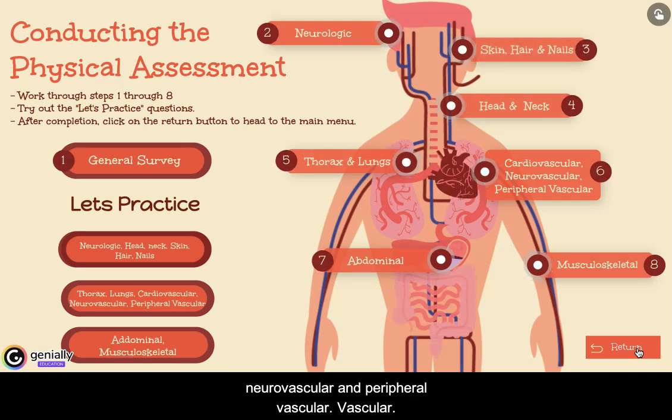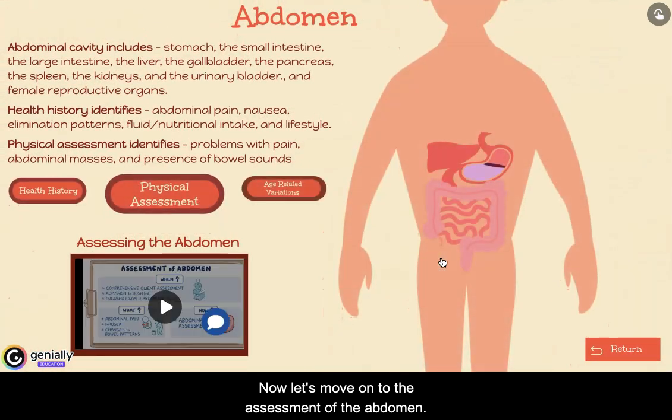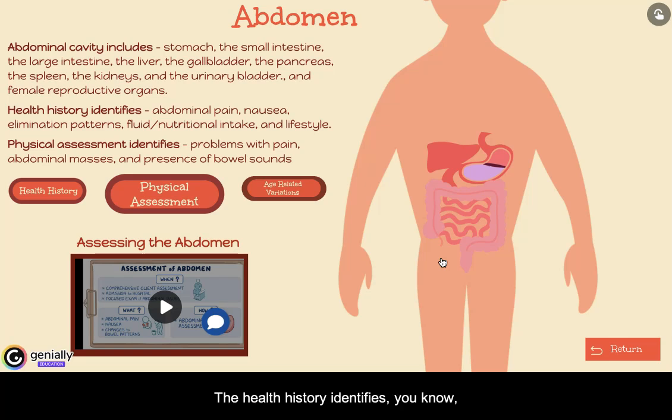So that is your cardiovascular, neurovascular, and peripheral vascular. Now let's move on to the assessment of the abdomen. This includes the stomach, the small intestine, large intestine, liver, gallbladder, pancreas, spleen, kidneys, urinary bladder, and female reproductive organs. The health history identifies any pain, nausea, their elimination patterns, their fluid and nutritional intake, and their lifestyle. Physical assessment will identify problems with pain, abdominal masses, and any presence of bowel sounds.